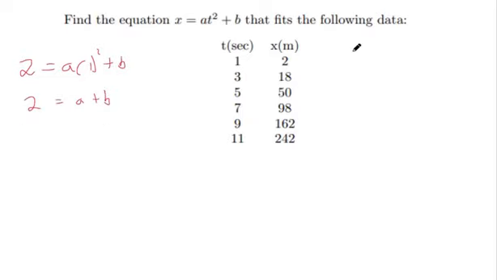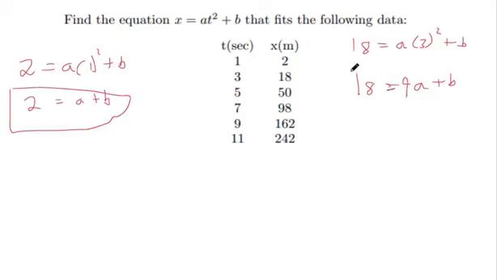But what I can do is I can go get another equation by plugging in 3 in for t and 18 in for x. So 18 equals a times 3 squared plus b. Now if I simplify that a little bit by squaring the 3, I've got 9a plus b. Now that's an equation I can solve. That's a system I can solve because I got two equations and two variables.